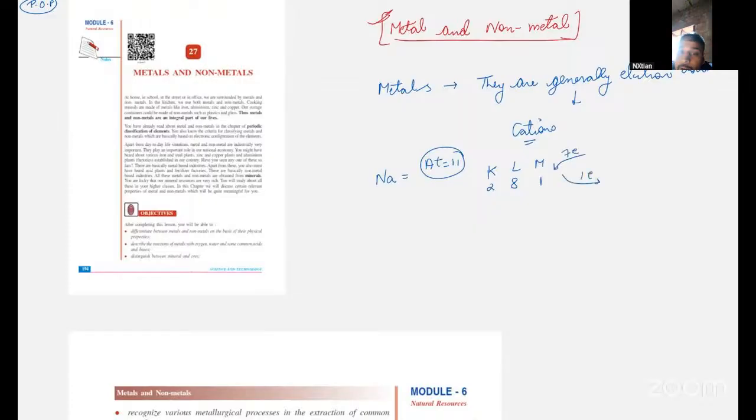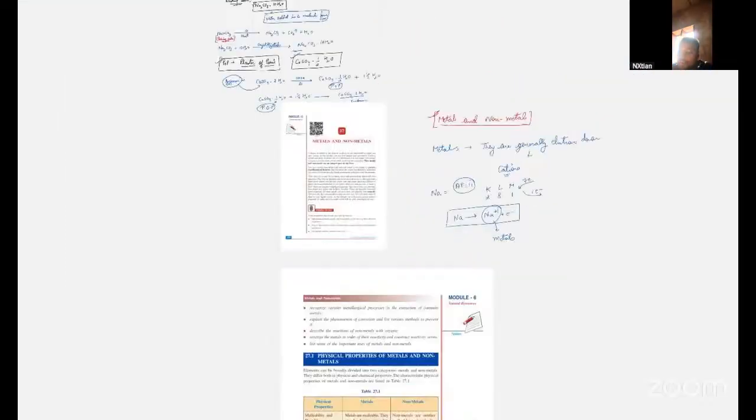Now which one is easy for the Na? To give 1 electron. So Na will become Na plus 1 when he will give 1 electron. Now this Na plus 1, because it is electron donor, he gives the electron, hence it is called as metal. So metals generally are electron donor.